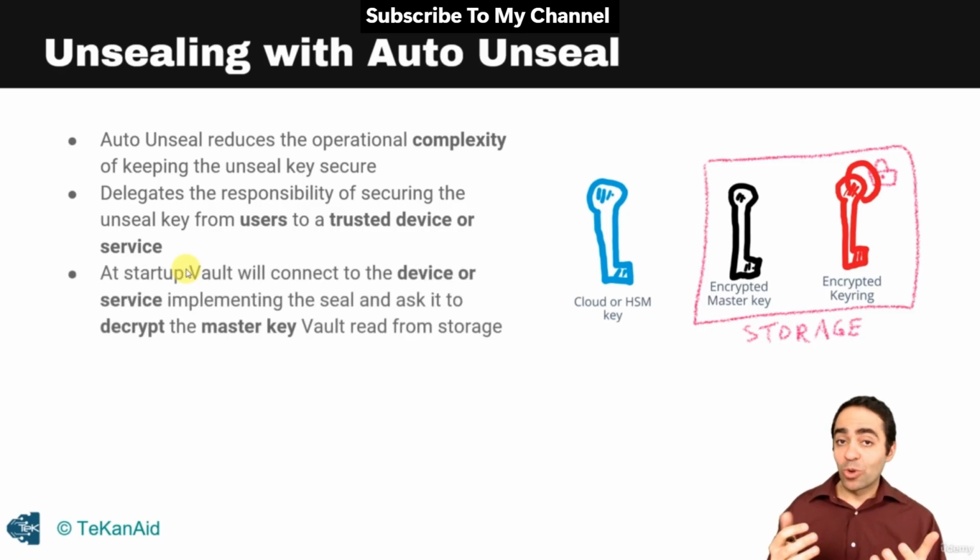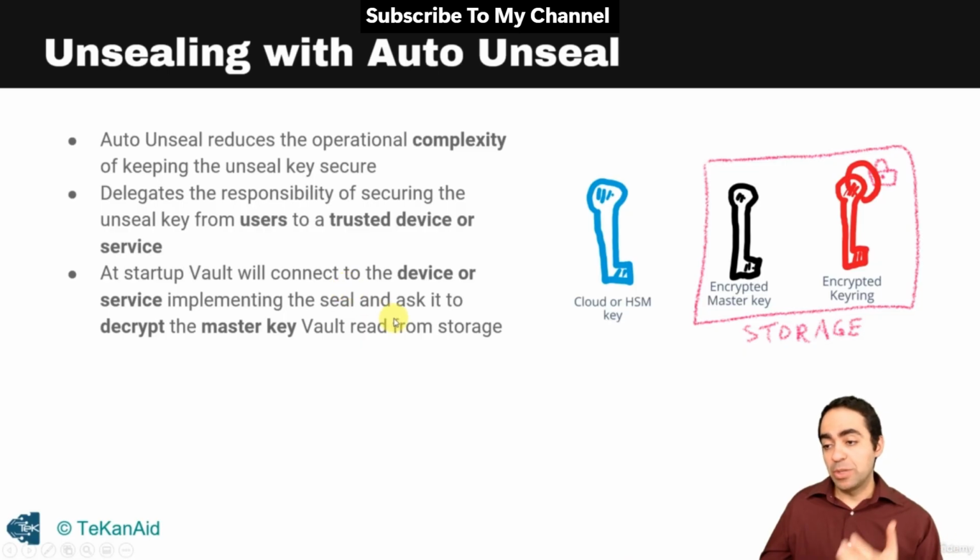So the way it works at startup, Vault will connect to the device or service implementing the seal and ask it to decrypt the master key that Vault read from storage. Remember, the master key is stored in storage. Vault will grab the master key and ask the cloud service or the HSM, hey, please can you decrypt the master key for me? And it'll go ahead and do that.